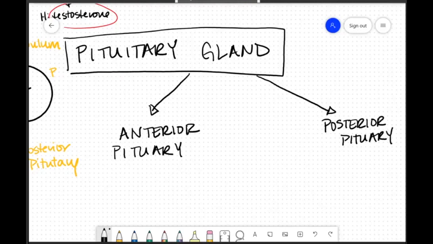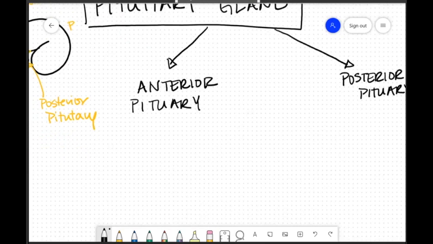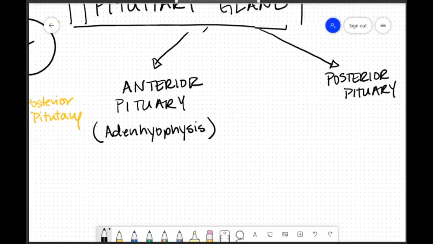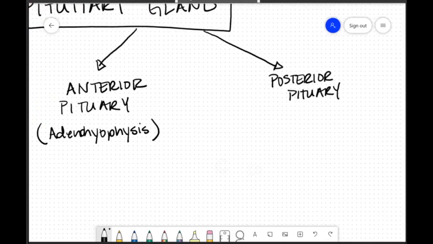So the anterior pituitary has another name. He is also called the adenohypophysis. So your anterior pituitary is called your adenohypophysis. Your posterior pituitary is called your neurohypophysis.